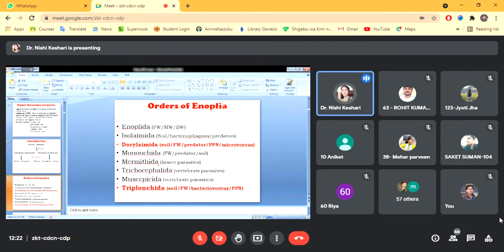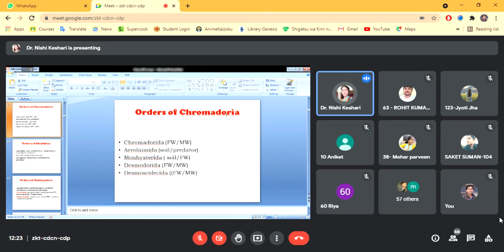Mermithida, I told you about mermithids. They are very thin and can be visible to your naked eyes. They are insect parasites. They can feed on grasshoppers and mosquitoes. Romanomermis, you have heard about the name. Then Trichocephalida, they are vertebrate parasites, like Muspicea. Vertebrate parasites means they feed on animals or human beings.